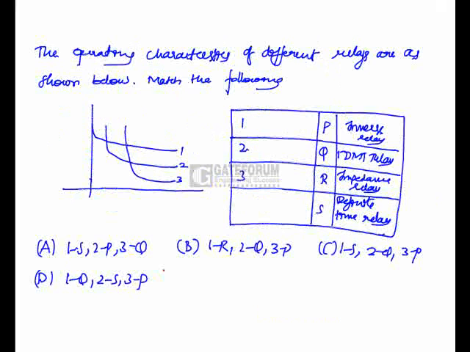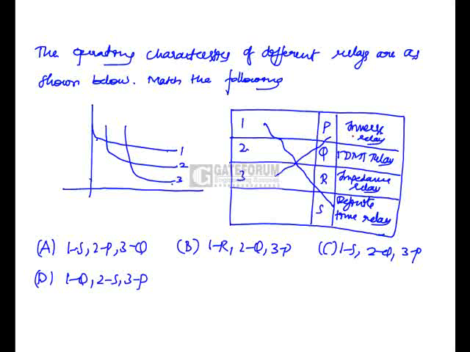Characteristics of different relays are shown below. Match the following. There are different operating characteristics given and named as 1, 2 and 3. Now we have to match the characteristics 1, 2, 3 with these 4 types of relays. The first characteristic, if you see here, the x-axis and y-axis change is almost constant. This is called a definite time relay. So 1 is S. If you see operational characteristic 3 here, it's almost inverse. So 3 is P.